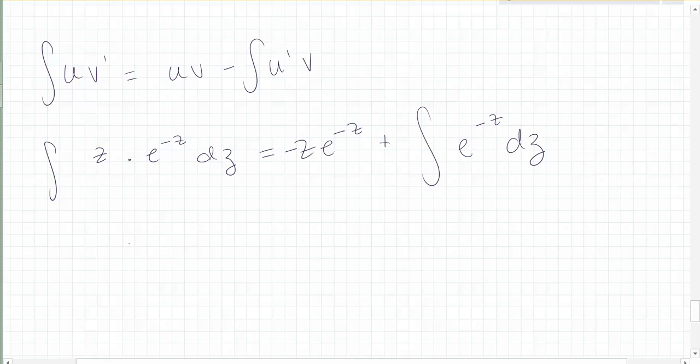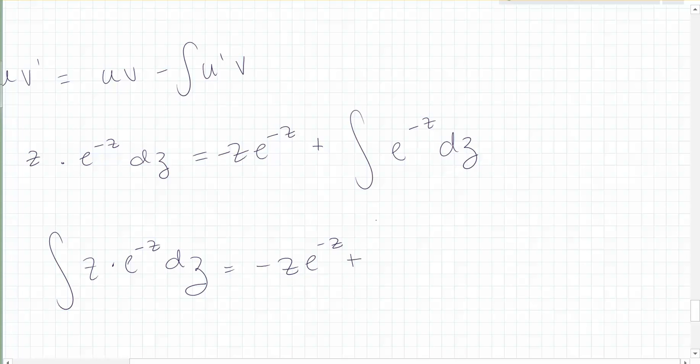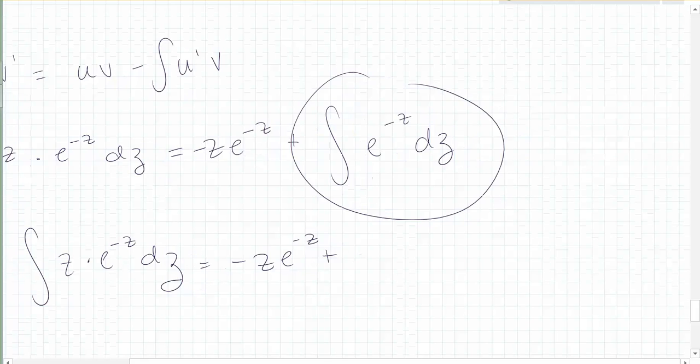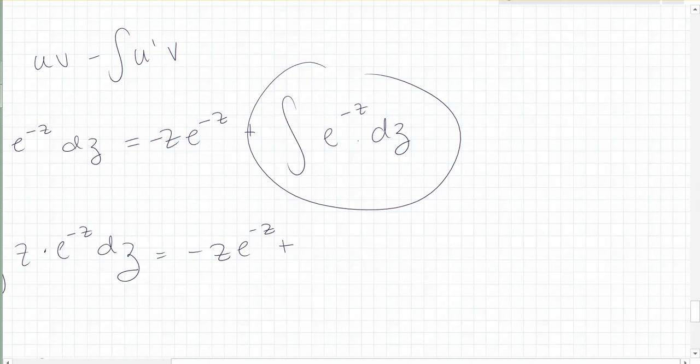So now what we have is that the integral of z times e to the negative z equals negative z times e to the negative z plus this integral. And we've already taken the antiderivative of e to the negative z once, so we know that it is negative e to the negative z. So we can rewrite it here and make it so that you're adding in negative e to the negative z plus c, because you have to add in the constant.